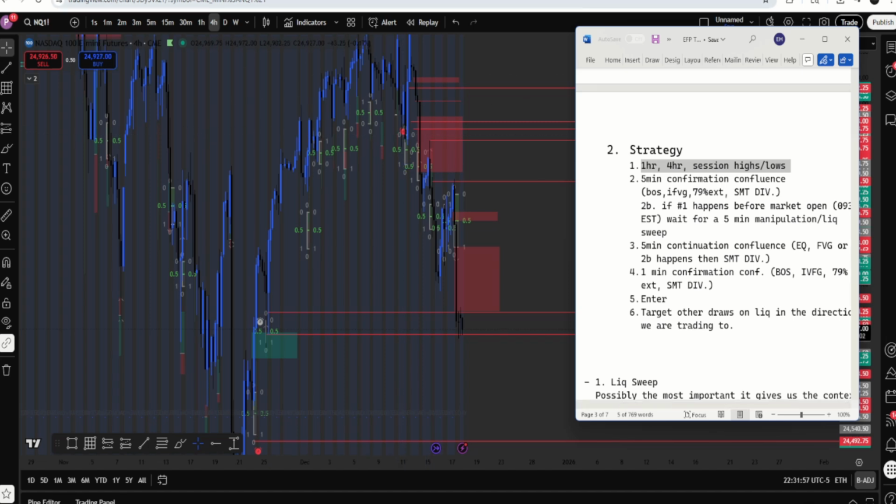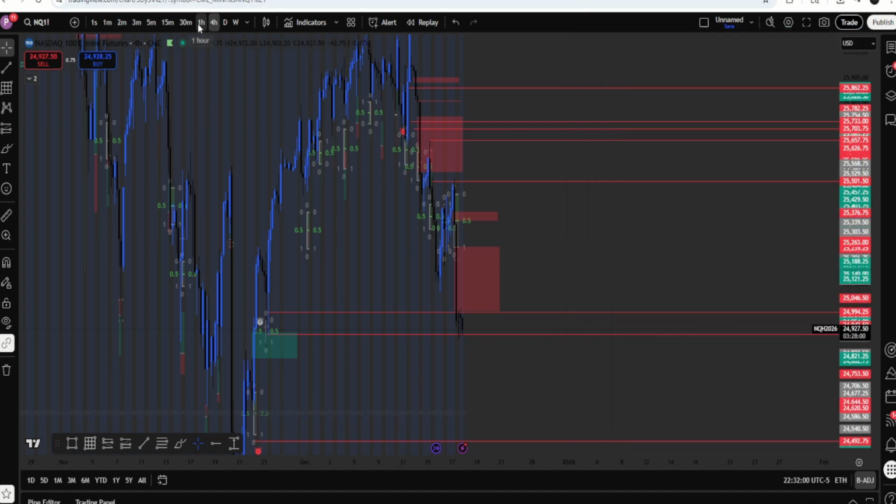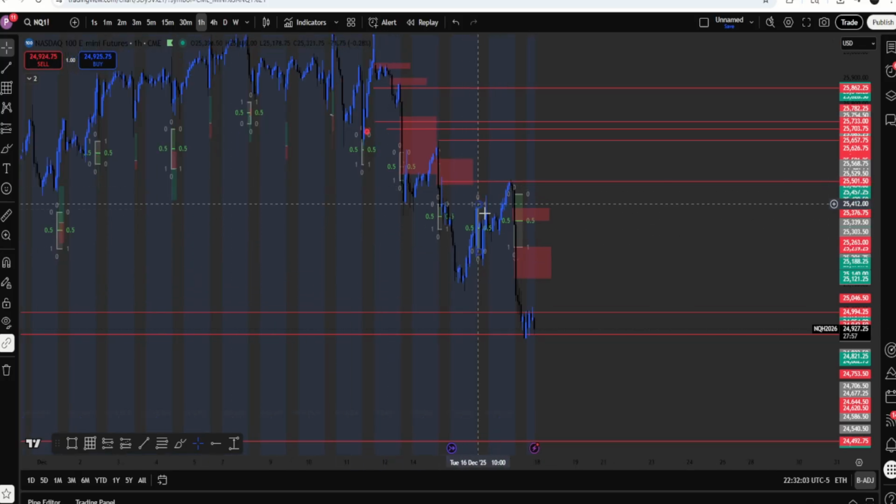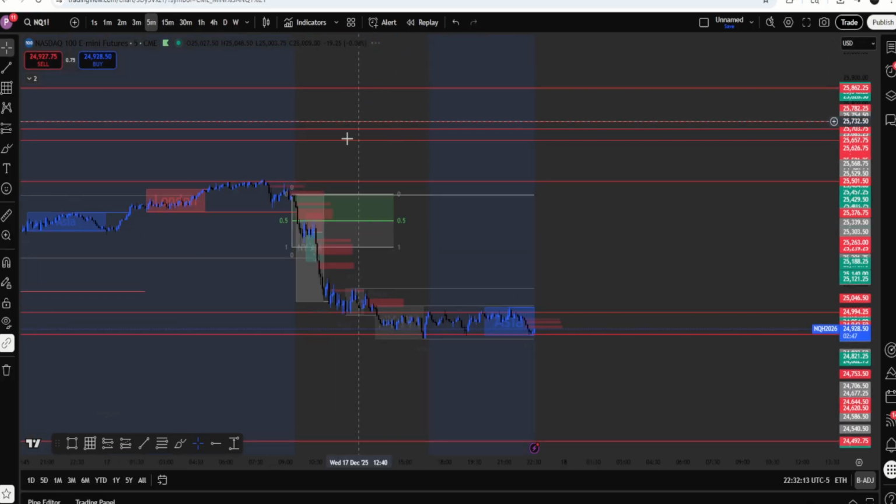When you see a 1 hour, 4 hour get taken, all right, so 4 hour right here, you have a 1 hour right here. When you see that get taken, all you see is, hey, market is giving us the potential to enter. It doesn't mean, oh, I just saw a session high get taken, let's enter short. That's not what it means.